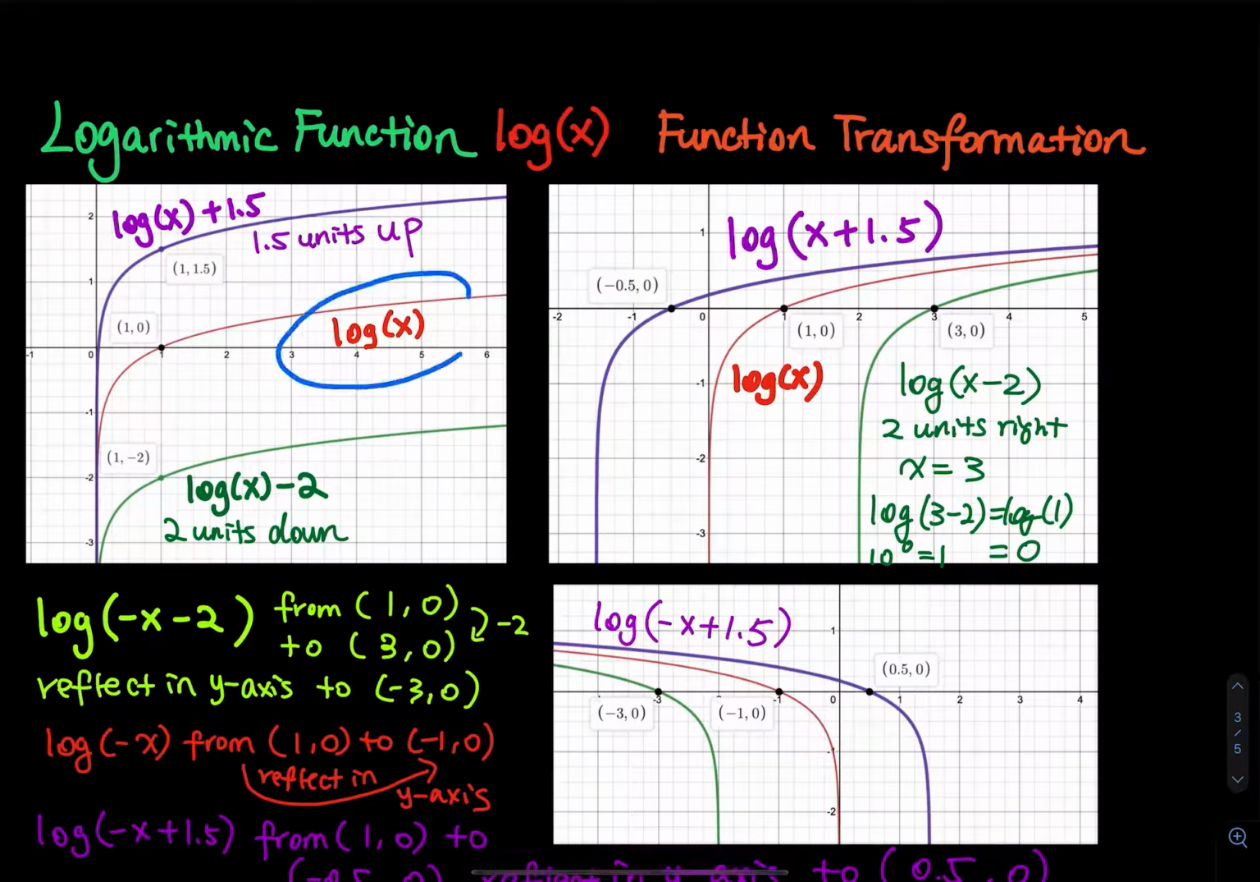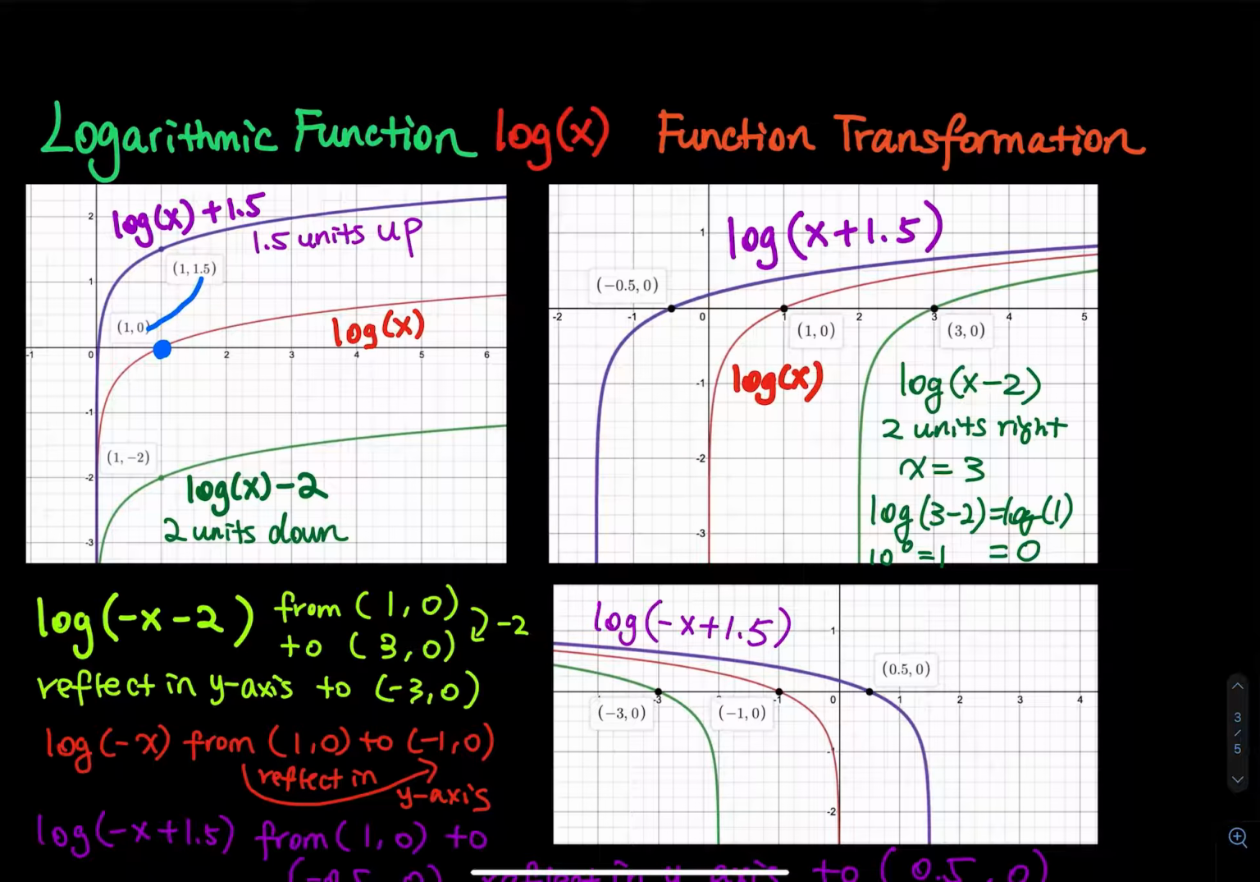So the first graph, my parent function is log of x, that is the red curve. And then what happened when you add 1.5 to it? When you add 1.5 to it, that shifts the log of x 1.5 units up. The point that I want to see is, for log of x, there is an x-intercept at (1, 0). So when you shift the function 1.5 units up, instead of having y equals 0, it will jump to 1.5. So that is 1.5 units up. When you add 1.5 to log of x, that shifts the curve 1.5 units up.